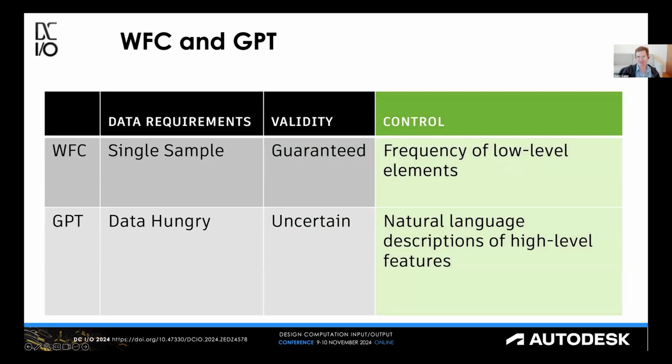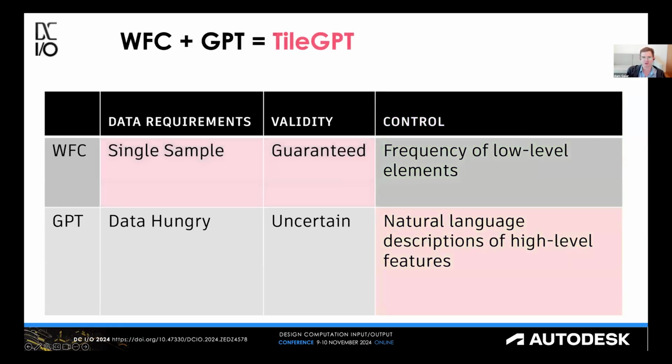But WFC offers limited control. It only allows you to influence the frequency of really low-level design elements, while GPT provides flexible, high-level control through natural language prompts. So what we're proposing is a fusion of these contrasting strengths: a generative design system that's both data efficient and intuitively controlled, where WFC's constraint satisfaction meets GPT's natural language interaction. And this is what we're striving for with Tile GPT.